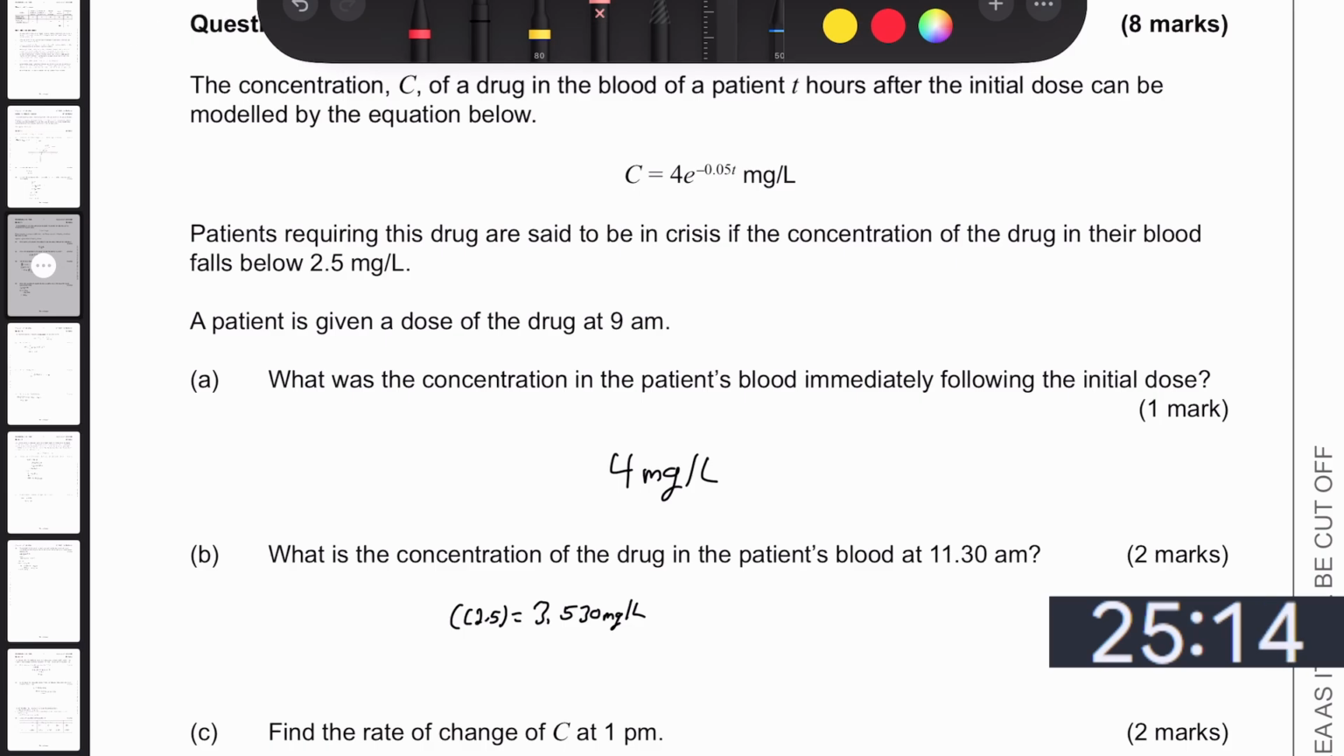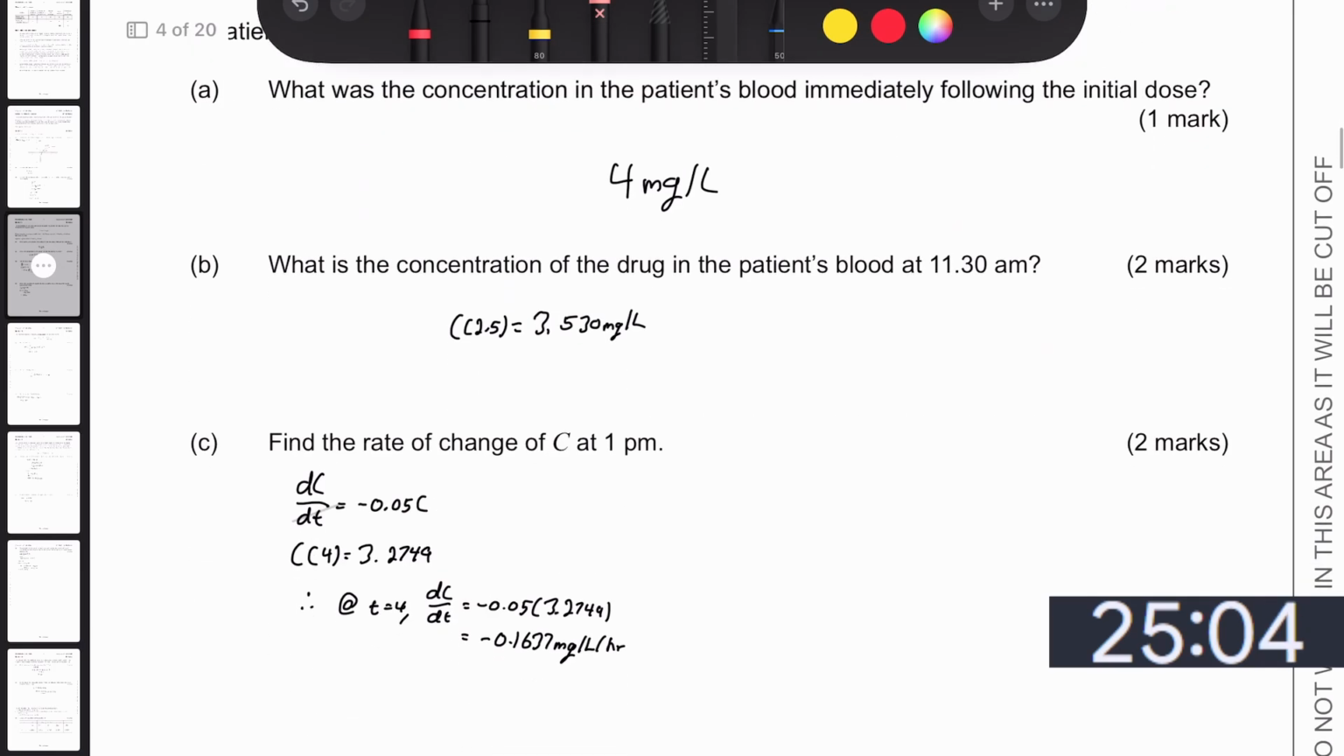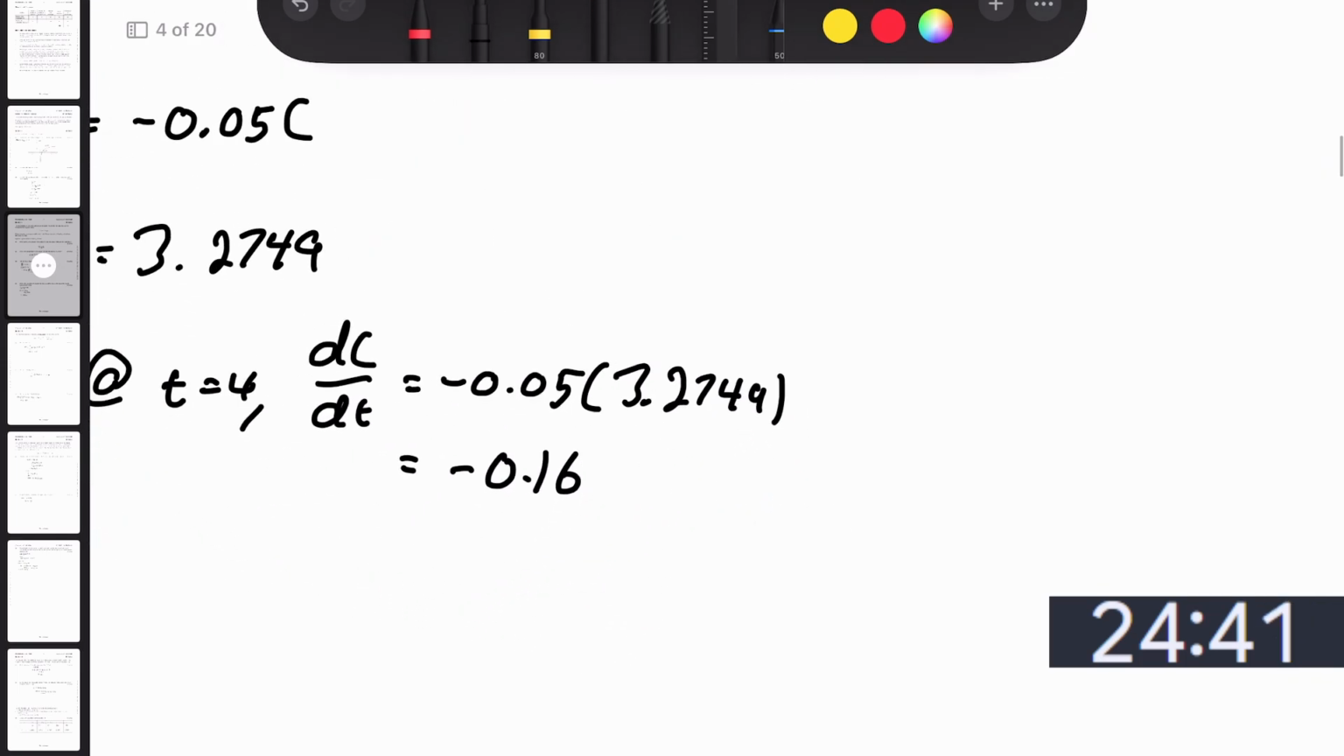That's a concentration at 11:30 a.m. So that's going to be 4 e to the negative 0.05 times 2.5, 3.530. We have changed at 1 p.m., 4, so then 0.05 of 3.275 of 49. Make that more clear, that is 3.7, 7 milligrams per hour, per liter per hour.